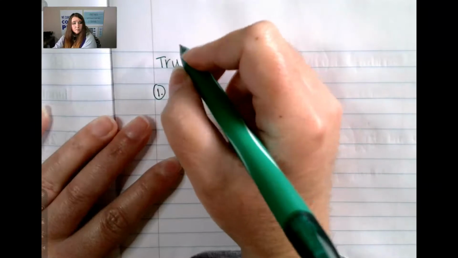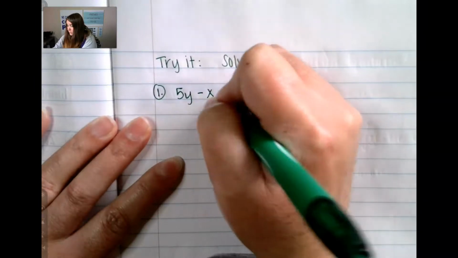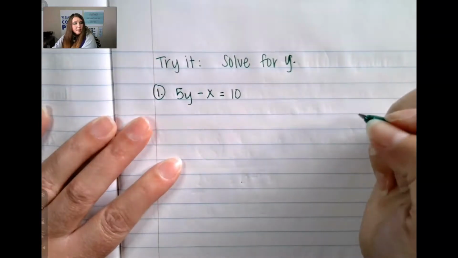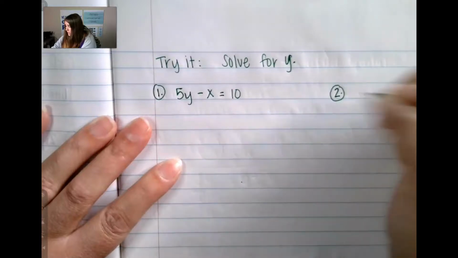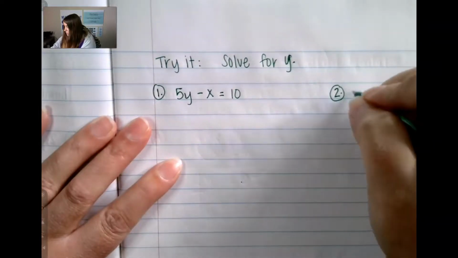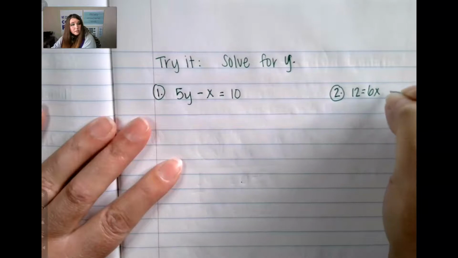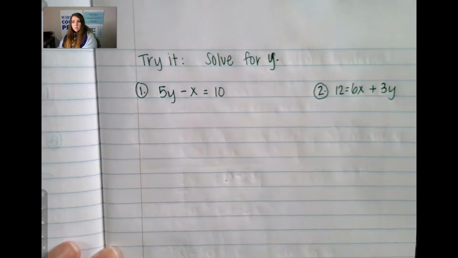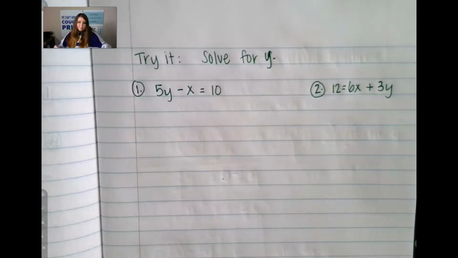Try-it number 1 says 5y minus x equals 10. Okay, and then let's do this try-it over here, and it says 12 equals 6x plus 3y. Okay, so go ahead and hit pause right now so you don't hear me solving these. And then when you are ready, go ahead and hit play.